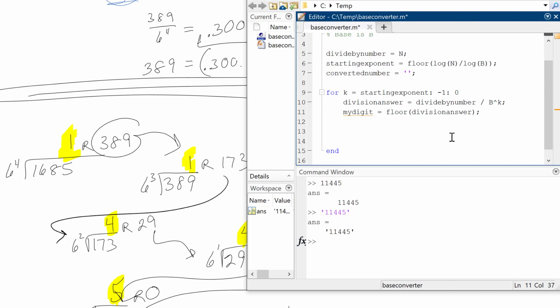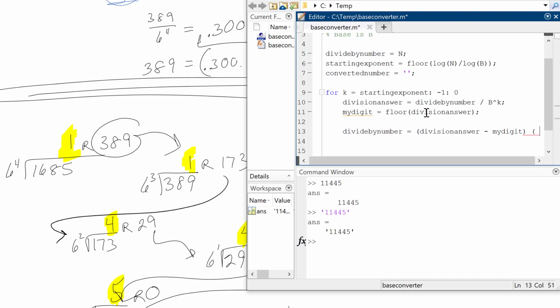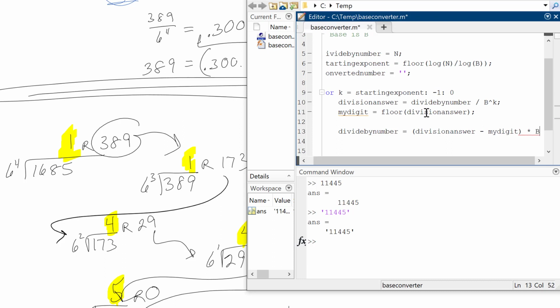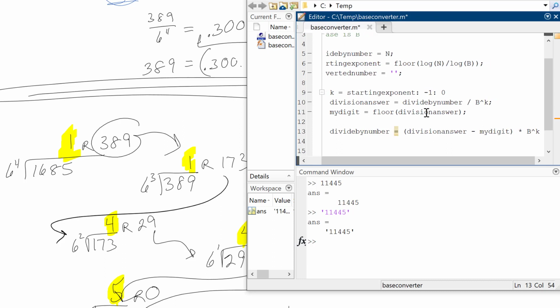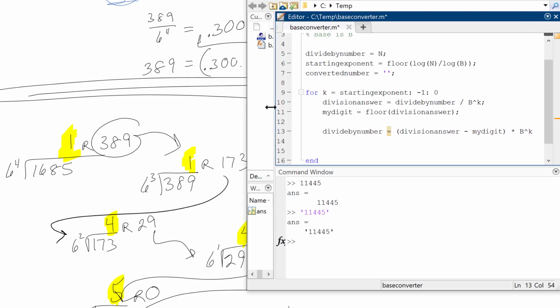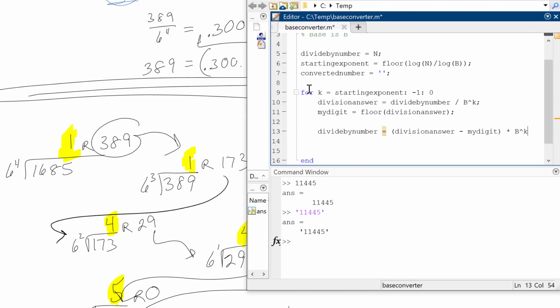Let's see. So normally what makes sense is I say, okay, my new divide by number, or the remainder, I guess, would be equal to whatever the division answer was minus my digit. So I'm going to subtract off the floor. And then remember, I multiply by b to the k. Actually, this isn't going to work all the time, but I'm just pretending that I don't know that, just so you know. All right, so I have this, and that should be my new divide by number.